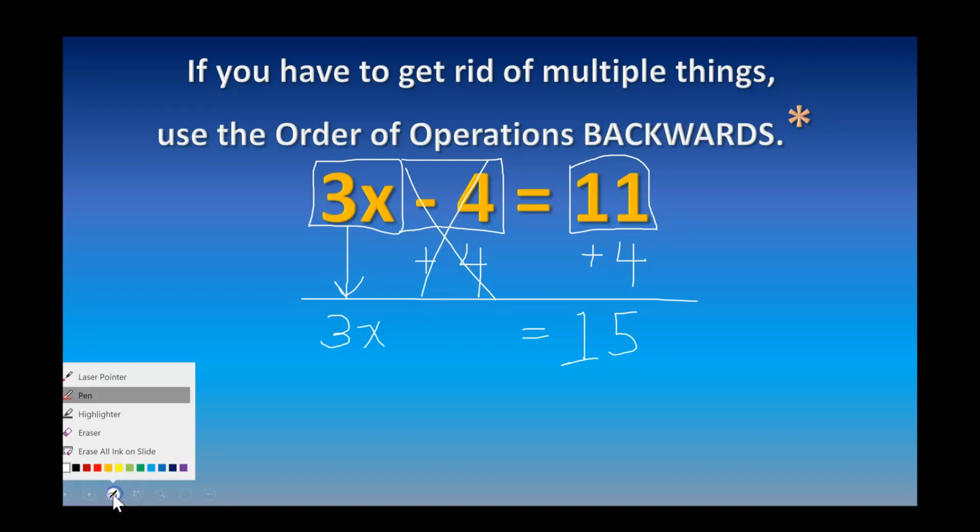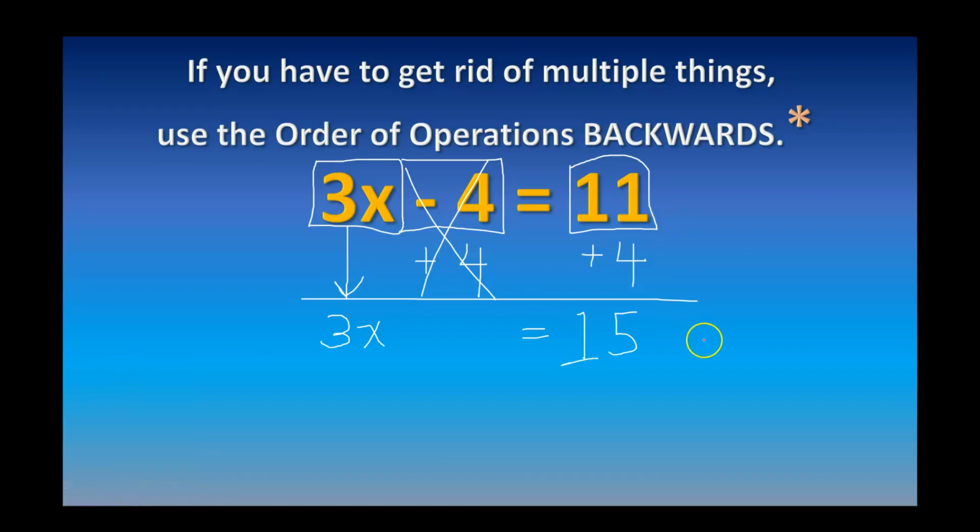Now we've got a one-step problem. We know how to do those. Right now, our variable x is being multiplied by 3, and we get 15. How do we get rid of multiplied by 3? You divide by 3. But you've got to do the same thing on both sides. These blow each other up. The x comes down. It's now positively alone. 15 divided by 3 is 5.